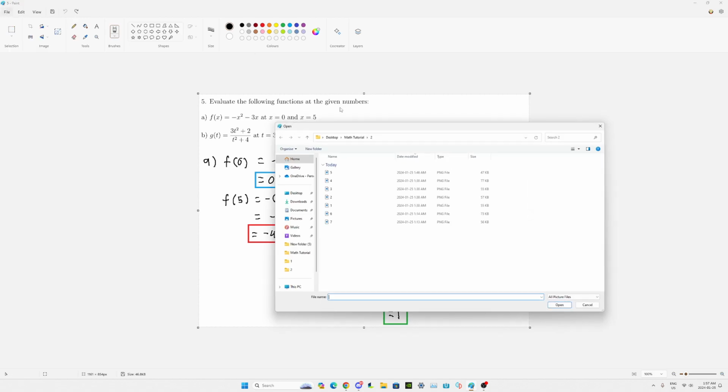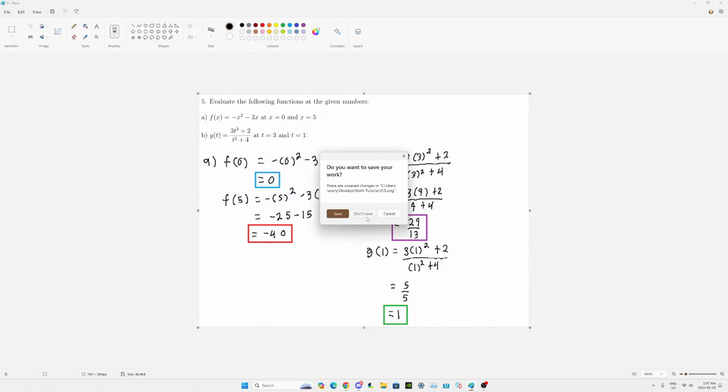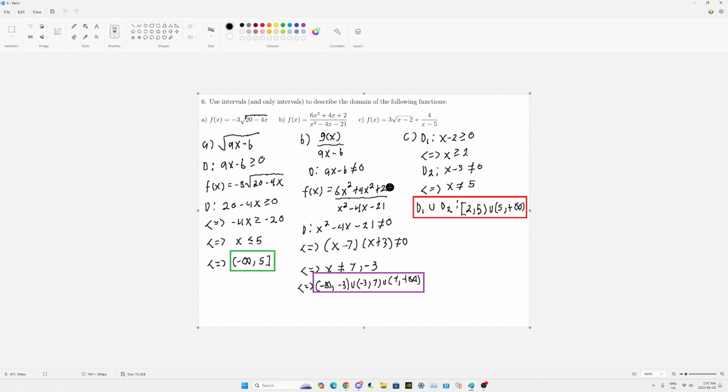Okay, now we have 6. Use intervals and only intervals to describe the domain of the following functions. So this is going to have a few new things if you've never seen it before. This was messed up in the printing. This is supposed to be an entire square root. So if you see the tutorial, you're like, oh, I thought it only looks like square root of 20. No, it's square root of this entire thing.